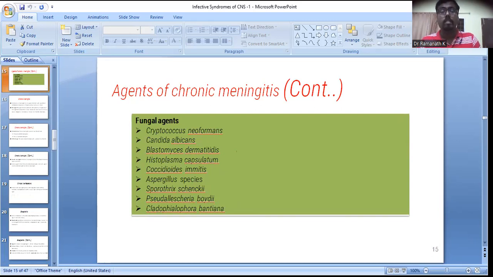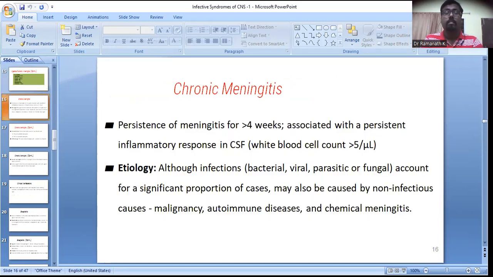Coming to the fungal agents, we have Cryptococcus neoformans, Candida albicans, Blastomyces dermatitidis, Histoplasma capsulatum, Coccidioides immitis, Aspergillus species, Sporothrix schenckii, Pseudallescheria boydii, and Cladophialophora bantiana.